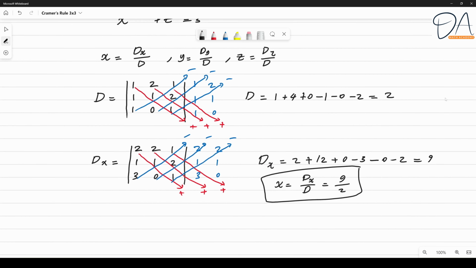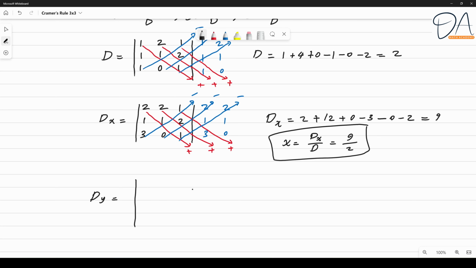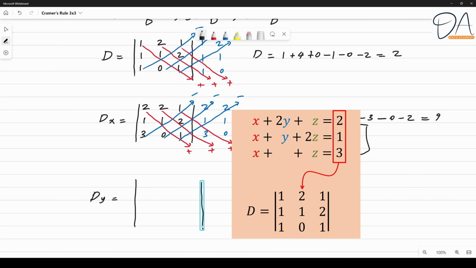Now to calculate y, we need to find dy. So how are we gonna find dy? Again, we start with d and we replace the y coefficients with the constant coefficients. So the x coefficients remain the same. Then we replace the y coefficients. The y coefficients are 2, 1, 0. Now we're gonna replace them with the constant coefficients, which are 2, 1, 3. The z coefficients remain the same.